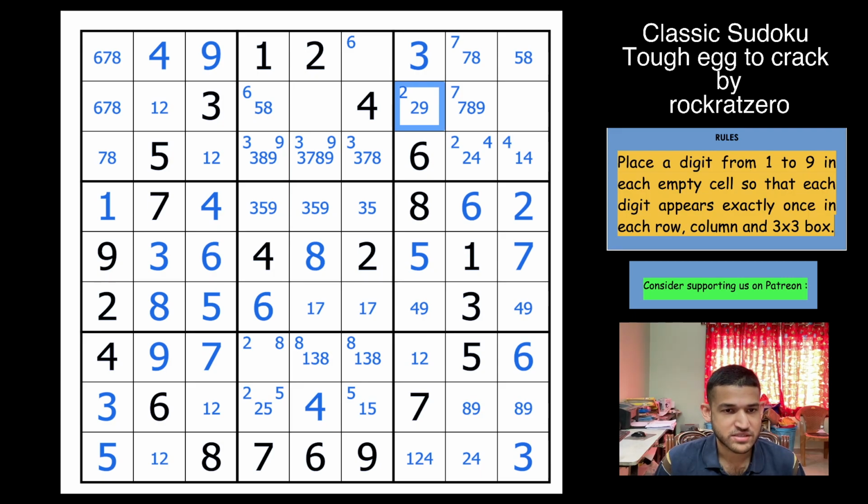All right, let's just carefully eliminate some pencil marks now. This is not 8. That's not 8. So I'm not seeing anything here. Simple.